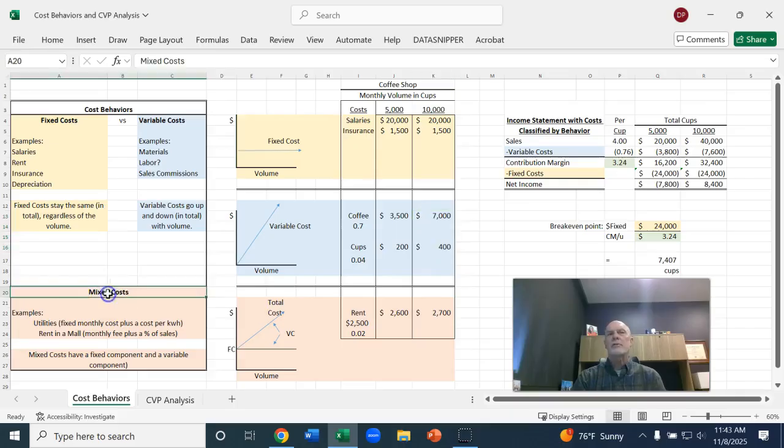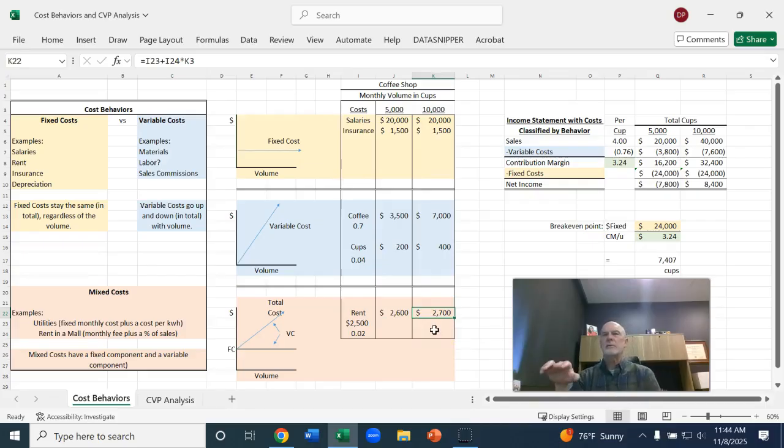We may also have some costs that are mixed. In other words, they have a fixed component and also a variable component. For example, if you rent commercial space, you might have a fixed cost per month plus a little bit depending on how much your sales are. So let's assume the coffee shop is paying $2,500 a month plus 2 cents for every cup of coffee. So at 5,000 cups, we have $2,600 total rent, and at 10,000 cups, it goes up to $2,700.